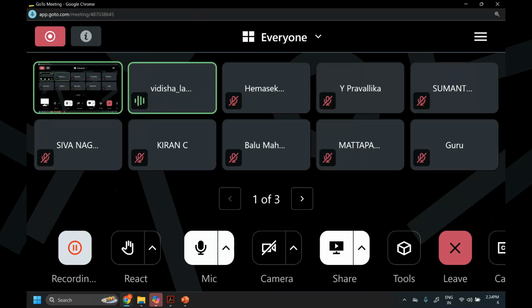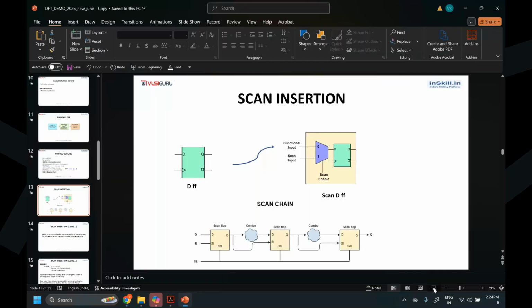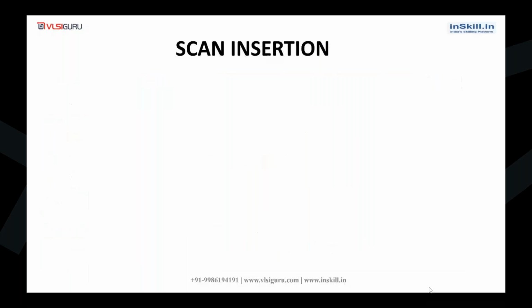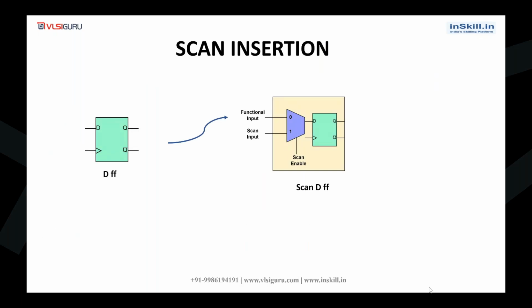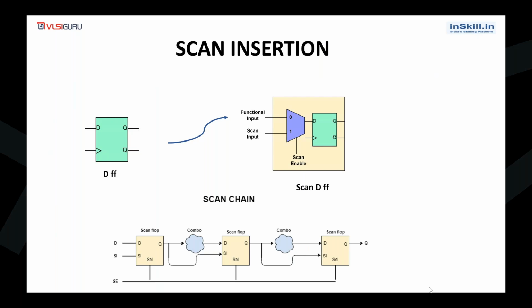So now let's continue. The first topic in our course is scan insertion. During scan insertion, the normal flops in the design will be converted to scan flops, and these scan flops will be stitched into a scan chain. This is what we call scan insertion.